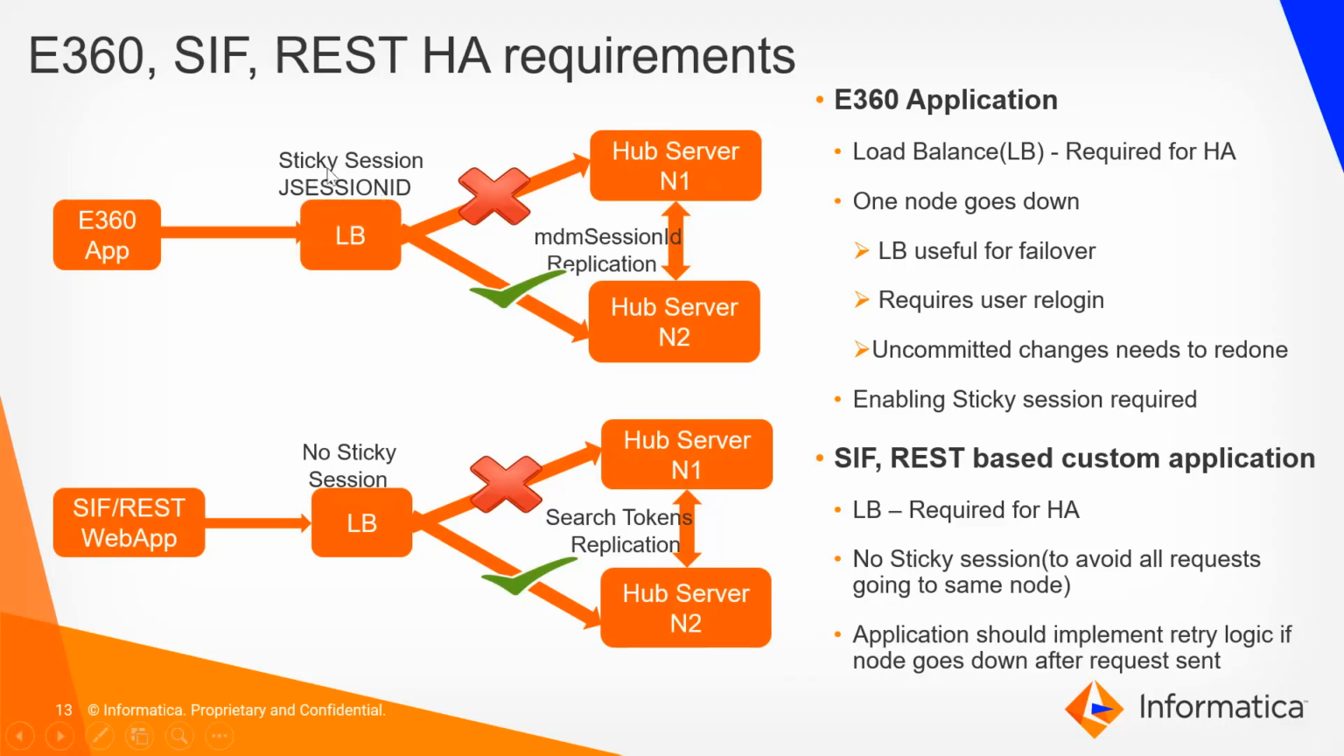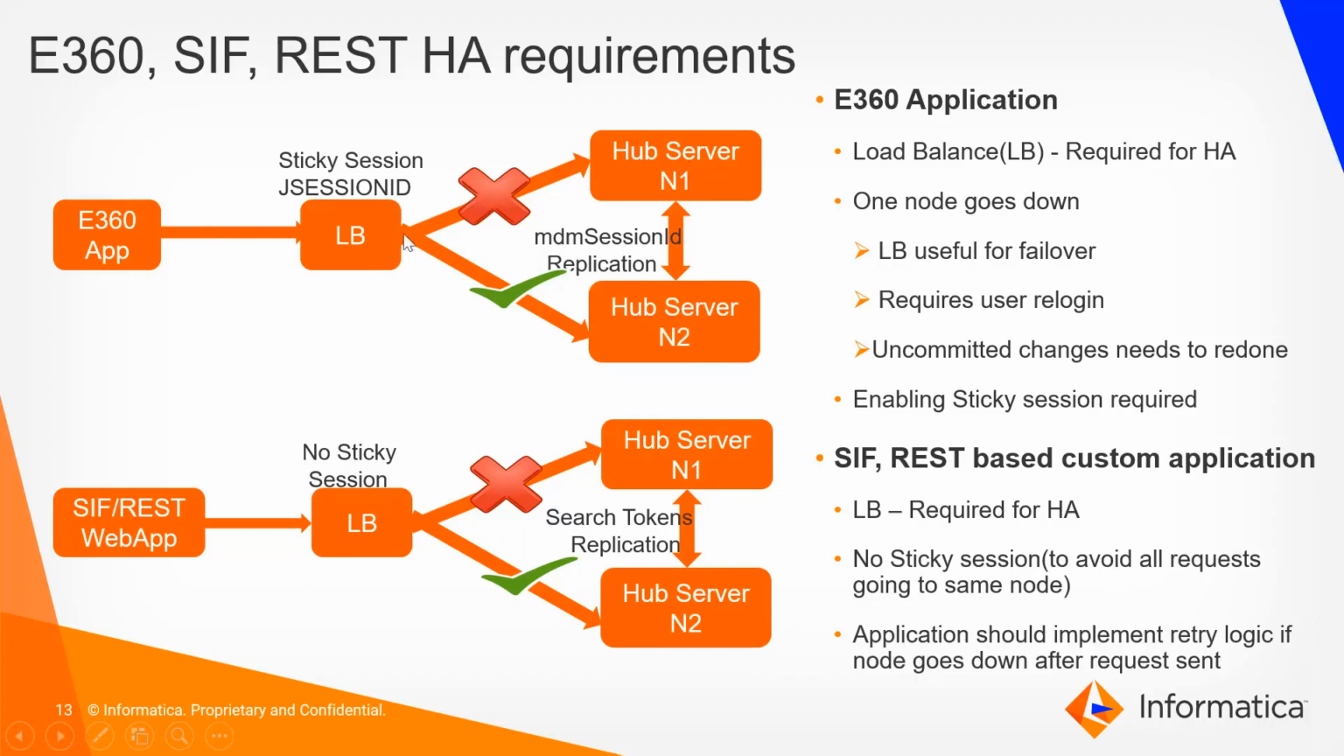Now on the LB side, you have to enable the sticky session on the JSESSIONID. Why? Because once the user logs into the E360 application, a JSESSIONID is generated the first time, to maintain the session, right? So if the LB connects the user to the first node after login, all the subsequent requests should go to that first node to maintain the session. And then the internal MDM session ID, which stores the security credentials of the objects for the users, gets replicated using Infinispan clustering across the nodes.